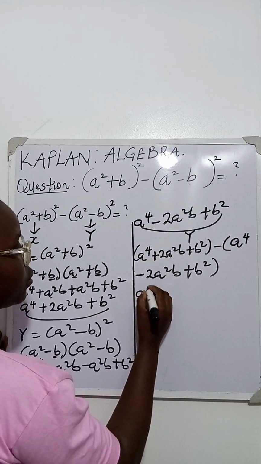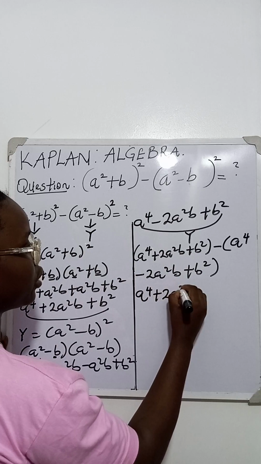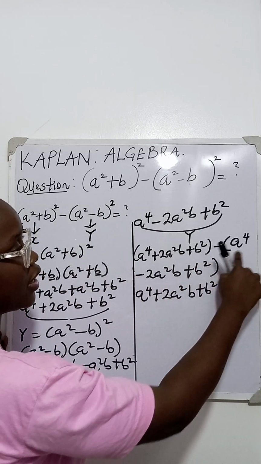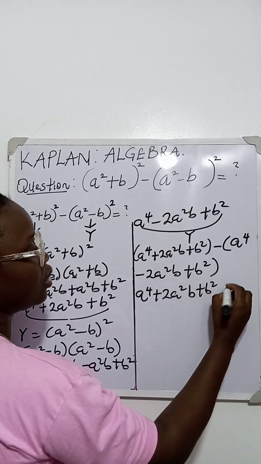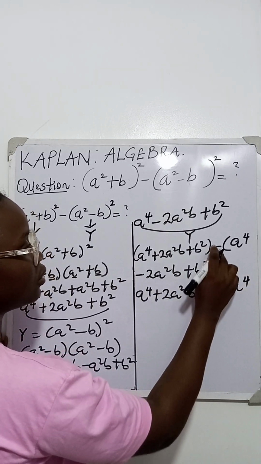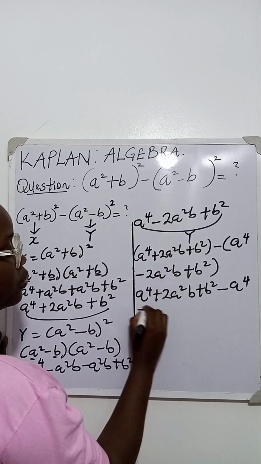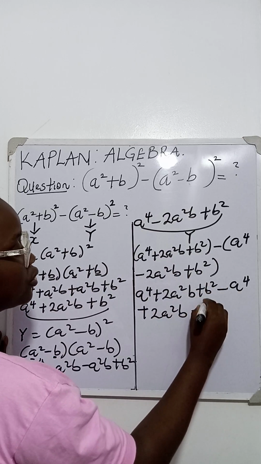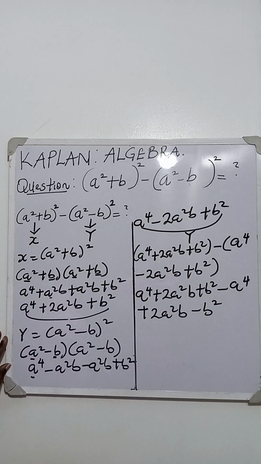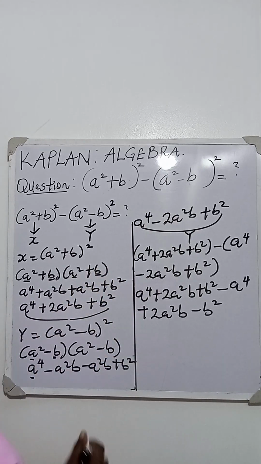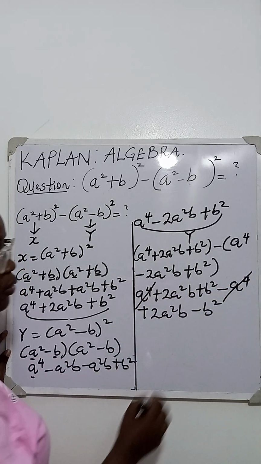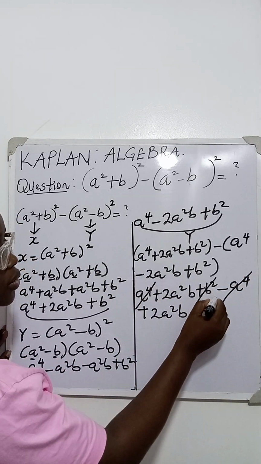So we have a raised to the power 4 plus 2a squared b plus b squared. We use this minus to multiply everything in this bracket. So when we do that, we have minus a raised to the power 4. This minus times minus gives plus 2a squared b. This gives minus b squared. Good. So negative and positive cancel out. A raised to the power 4 cancels out minus a raised to the power 4, and plus b squared cancels out minus b squared.